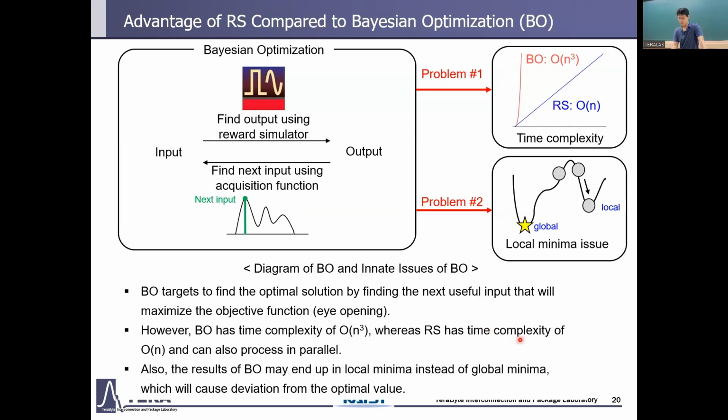Also, results of Bayesian optimization can end up in a local minimum instead of the global minimum. I'm guessing you have seen a lot of this kind of picture. If we are here, we have to go to the smallest part, but we end up falling here instead of here, which is the real optimal value.